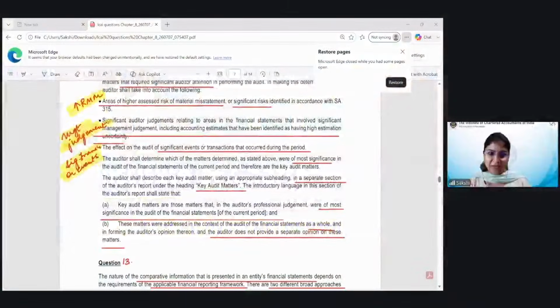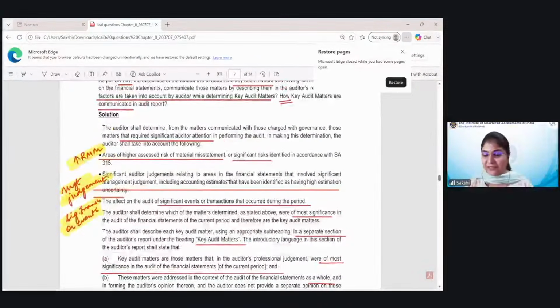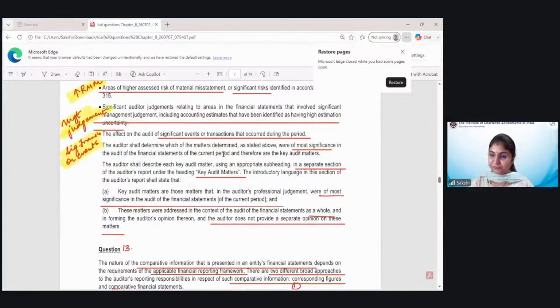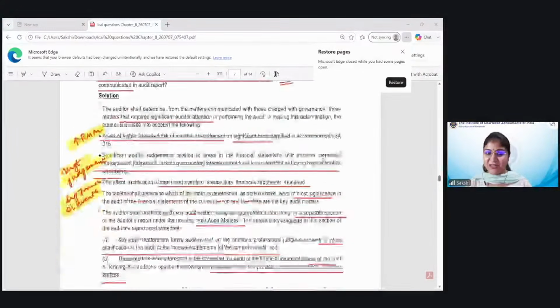Are we back? All right, let's start. So, everything clear till now? The question we did on KAM, key audit matters, is it clear to everyone? Okay. We come to the next question, that is question number 13.